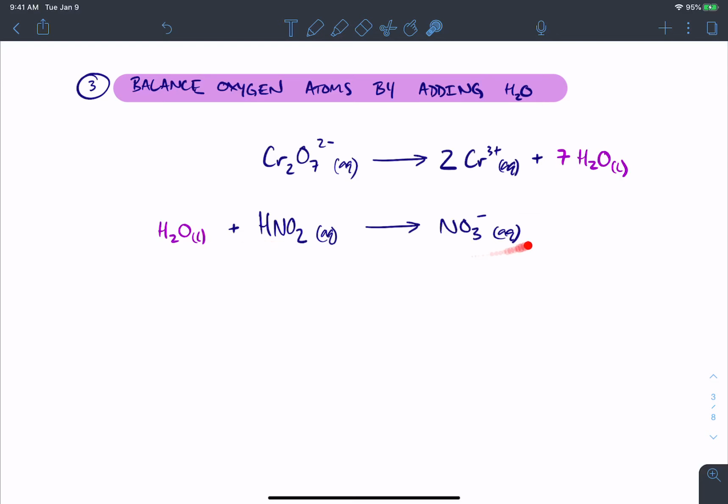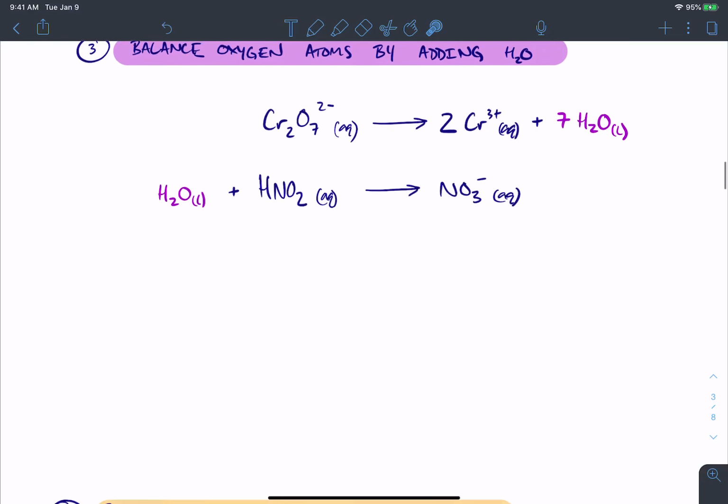Next, I look at my nitrogen half reaction and total up the oxygens on both sides. Turns out I have 2 on the reactant side and 3 on the product side, so I add 1 water molecule to give me a total of 3 on both sides. But by doing this, notice that when we add a water molecule, we're also adding in 2 hydrogen atoms. Though we had hydrogen in our second half reaction, we didn't have any hydrogen whatsoever in this chromium half reaction. So now we're going to have to balance out the hydrogens, and that is step 4.